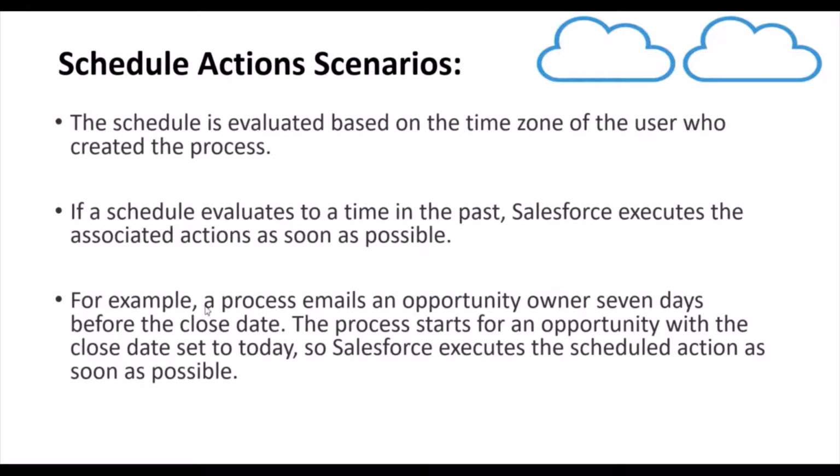We can consider one more example. Let's say a process emails an opportunity owner 7 days before the close date, and the process starts for an opportunity with the close date set to today. In that case, Salesforce will execute this action as soon as possible.